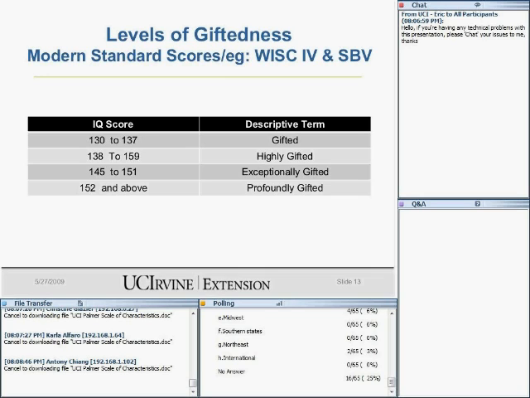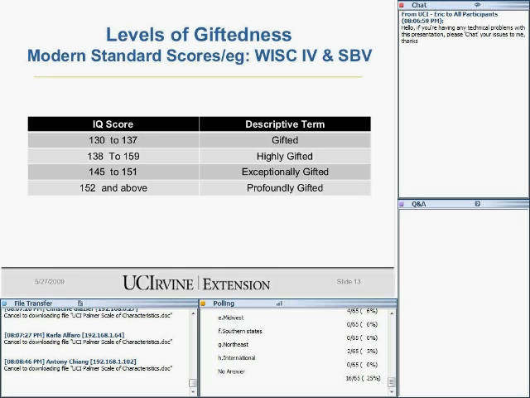I'm noticing there's an error here, so that should be 138 to 144 is considered highly gifted, not 138 to 159. So 138 to 144 is often called the highly gifted range. And then 145 and above, 145 typically to 151, we can call exceptionally gifted, and then 152 and above on the modern test is often called profoundly gifted.